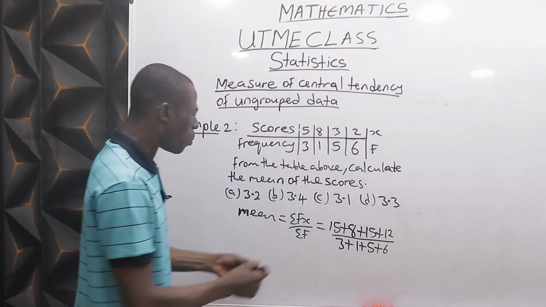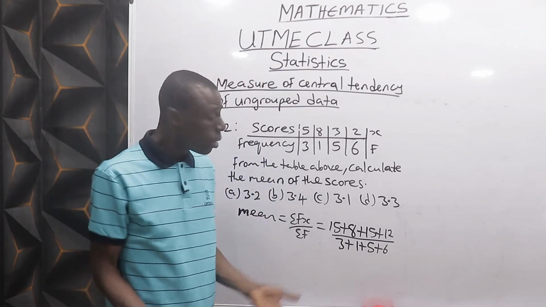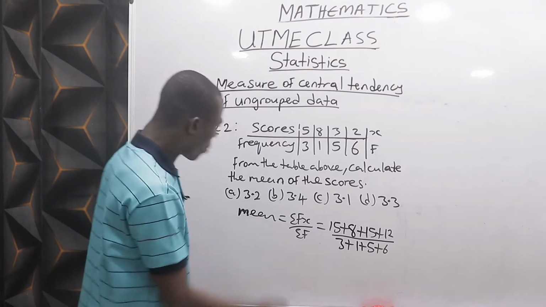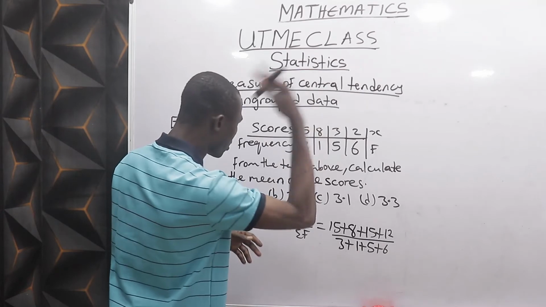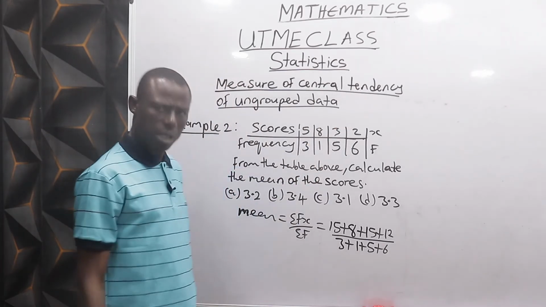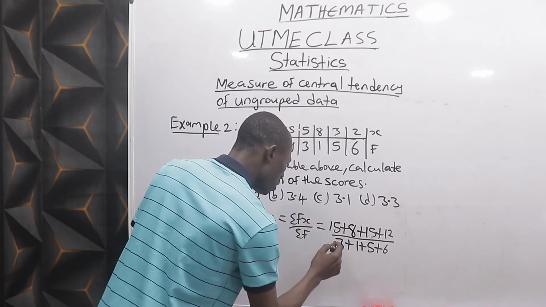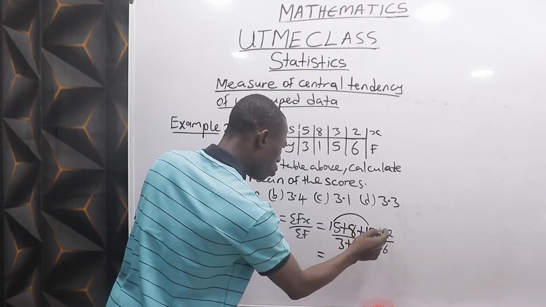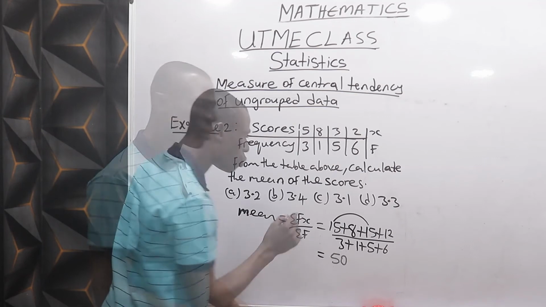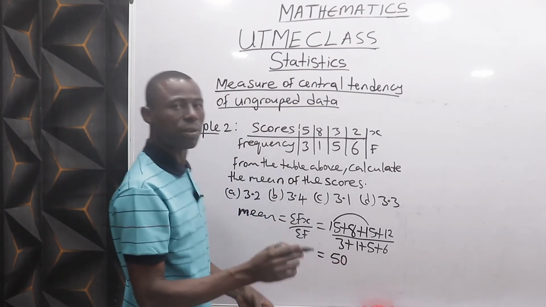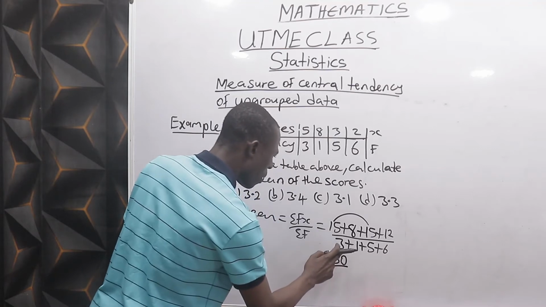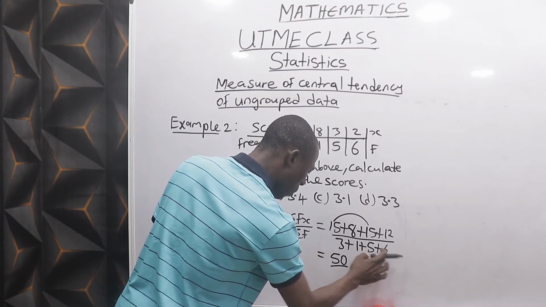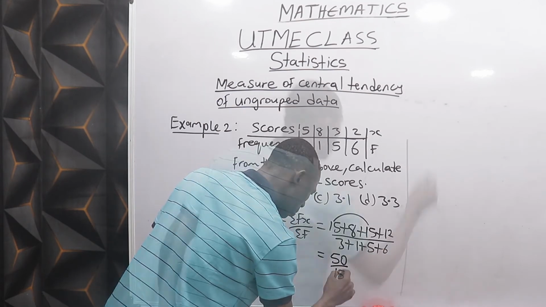In the exam, you may not have to write all this down if you are like me, but I'm teaching you, that's why I'm writing everything, so you can be guided. You may just do everything in your brain. It's easy, and it saves your time. So 15 plus 15, that's 30. 12 plus 8, that's 20. 20 plus 30 is 50. Divided by 3 plus 1, that's 4. 4 plus 6, that's 10. 10 plus 5, that is 15.